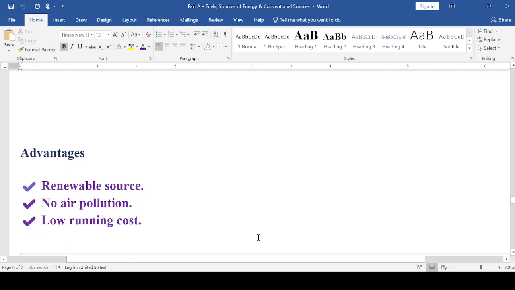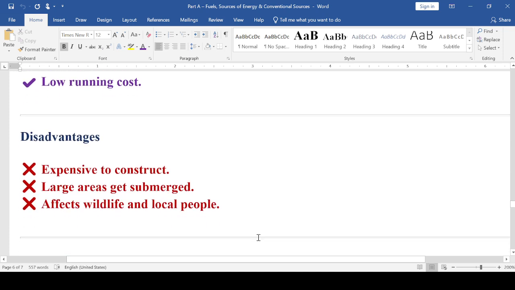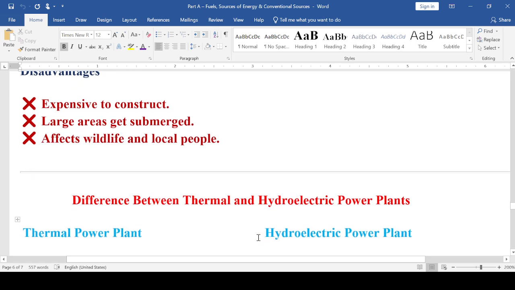Again, what are the advantages? It is a renewable source, has no air pollution and a low running cost. Then the disadvantages: it is expensive to construct. Large areas will get submerged and it will affect the wildlife and the local people.